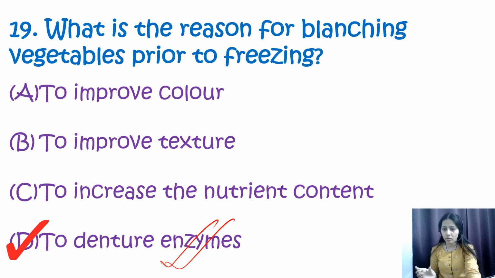This thing you should note, that it can change the color, taste, or the structure of the flavor of the frozen storage product, but it preserves the quality of the food product. So this blanching, basically it is done to denature the enzyme. That is option number D over here, my correct option.